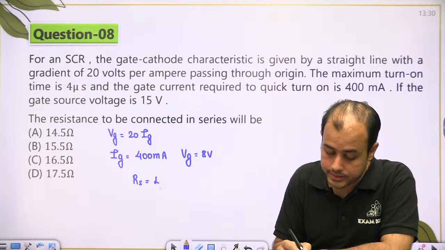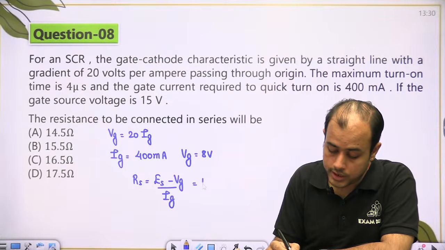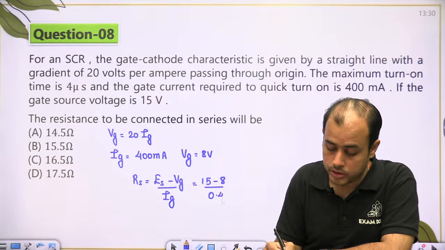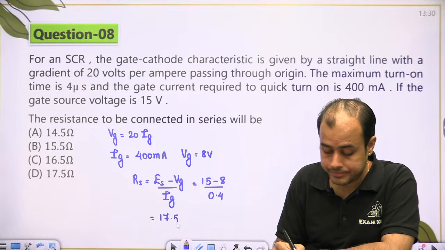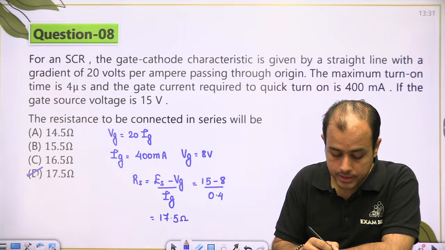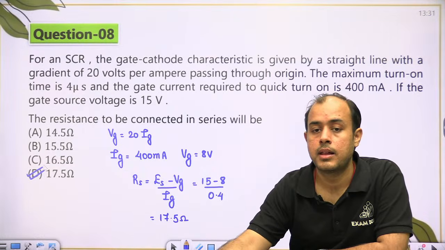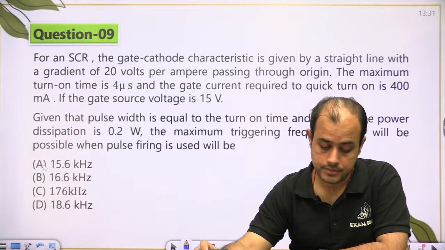Now Rs is (Es minus Vg) by Ig. Source voltage is 15, Vg is 8, Ig is 0.4, 7 by 0.4, 70 by 4, 35 by 2, 17.5 ओम. ठीक है, यही आ रहा है.